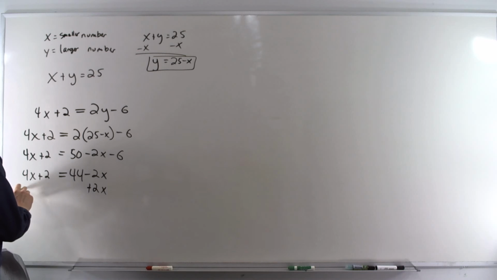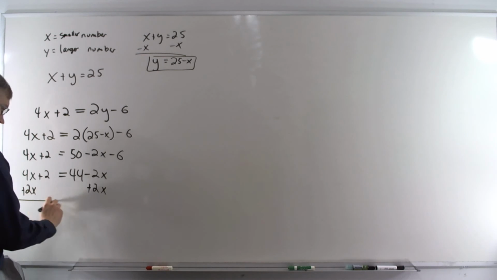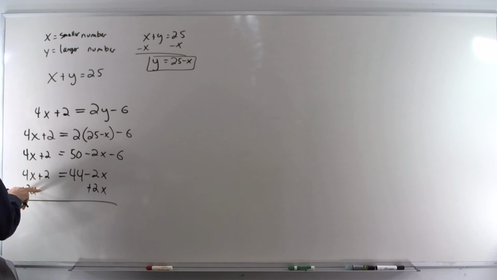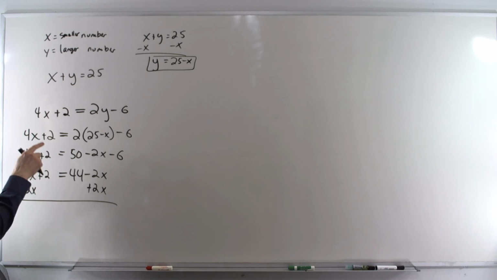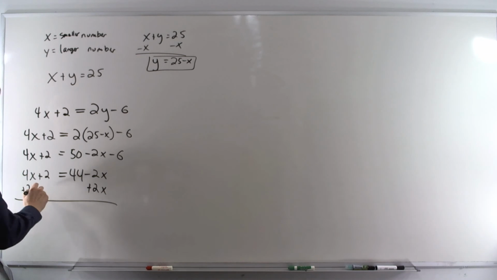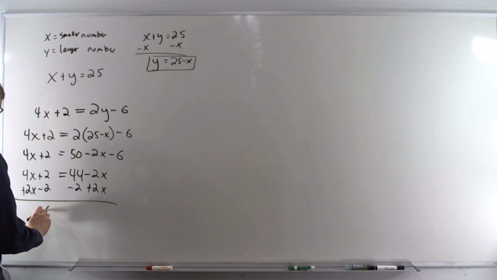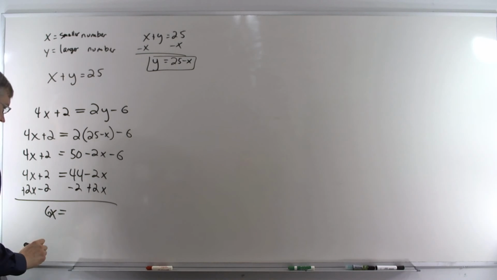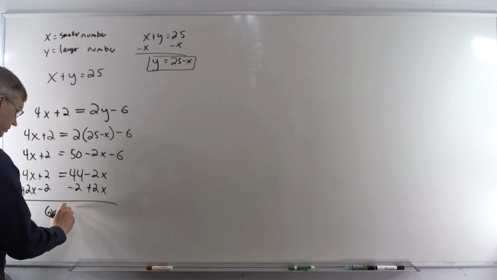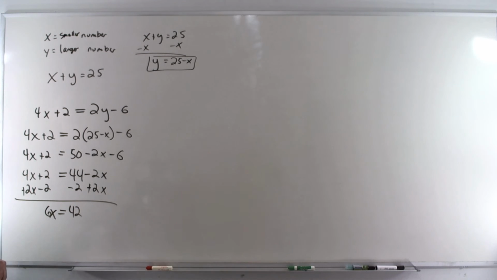So add 2x to both sides. That's going to move all the x's over here. And since we have the x's on the left, we want to get the numbers to the right. So minus 2 here, minus 2 here. So we have 6 x's on the left, and we got 44 minus 2, which is 42 on the right.